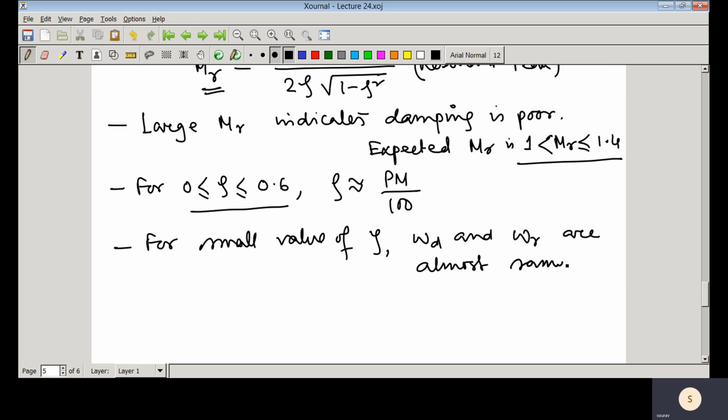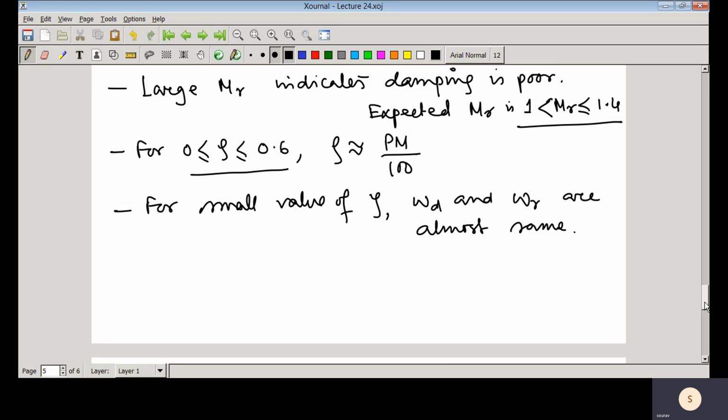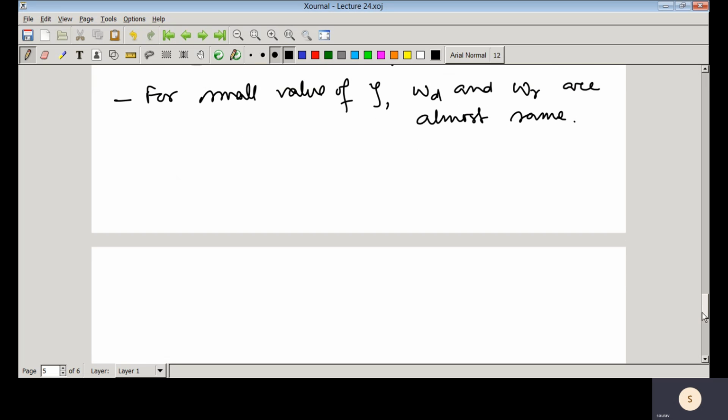So you should remember these relationships, and they will be very much required whenever we will be designing or analyzing a closed loop system. Let us discuss one more concept, which is called the bandwidth of a system. So this is the bandwidth.